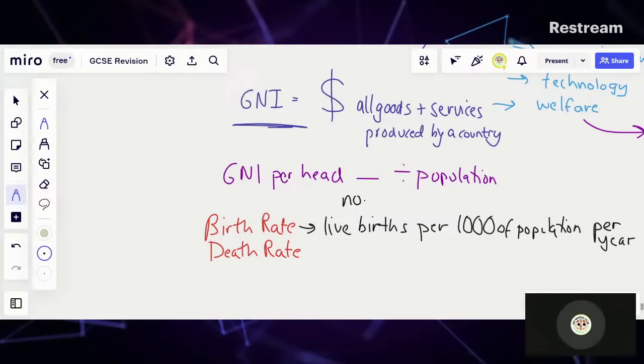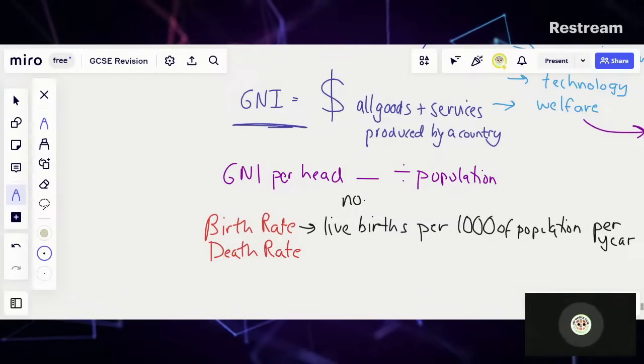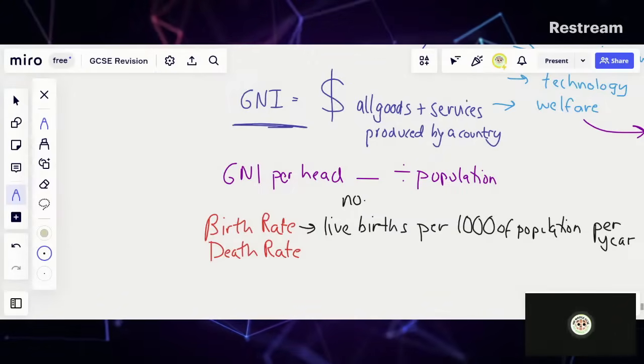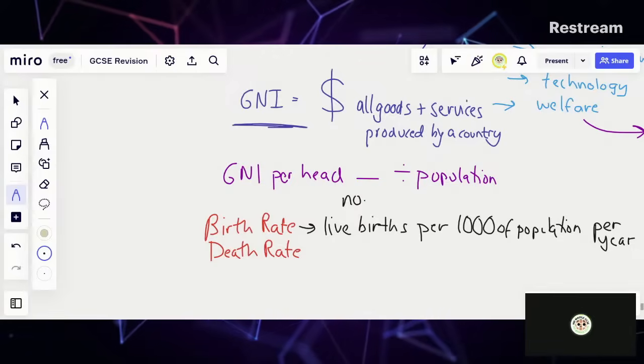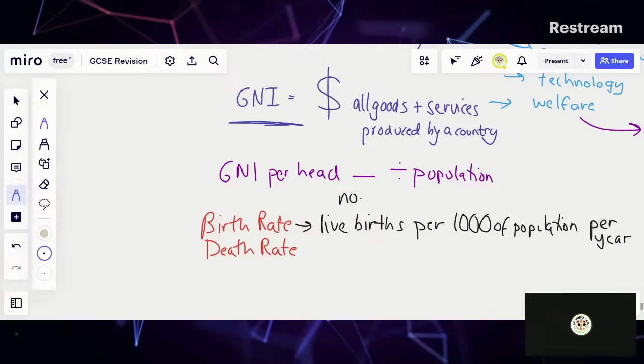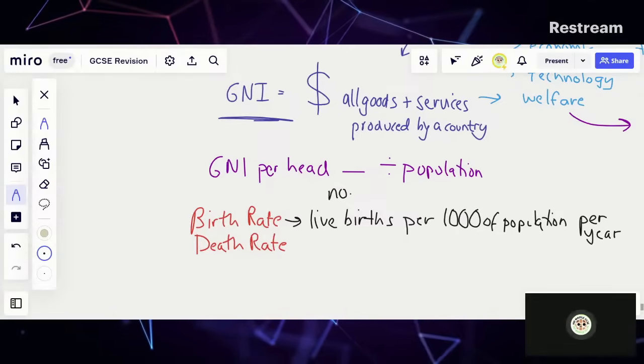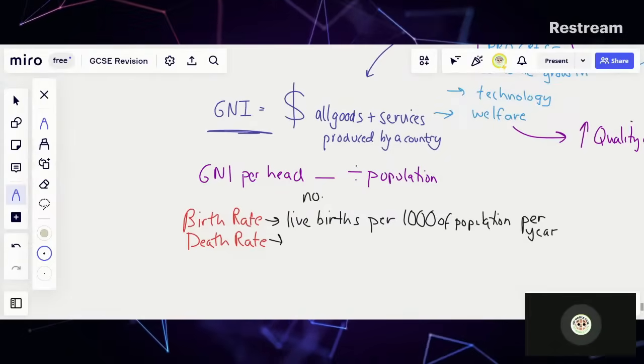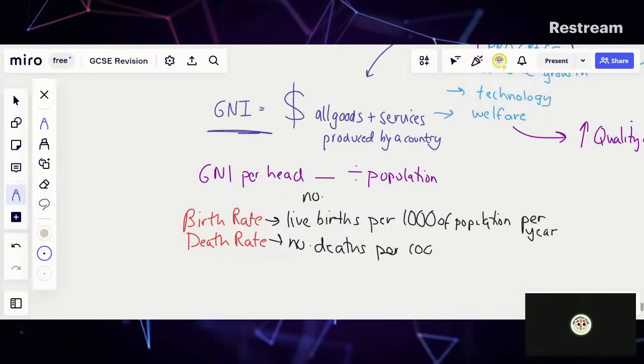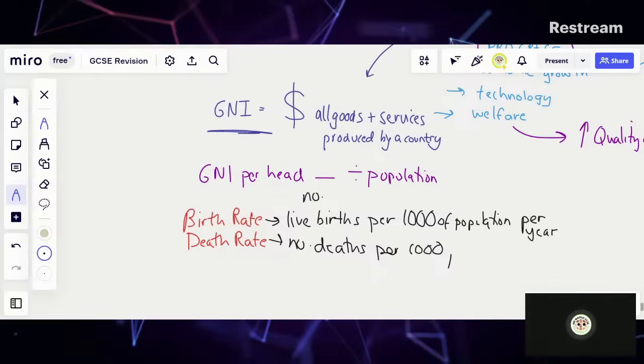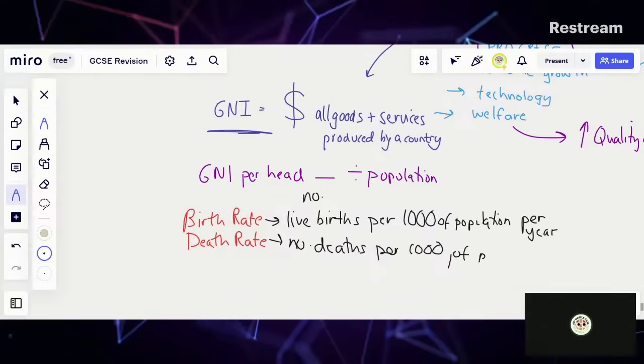So let's go through that again. Birth rate is the number of live births per thousand of the population per year. Now, the death rate is really similar. So the death rate is the number of deaths per thousand people of the population per year.